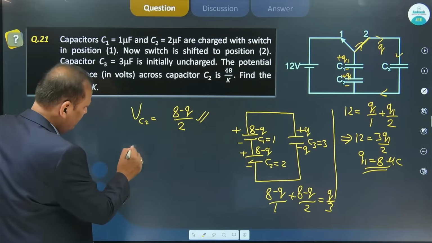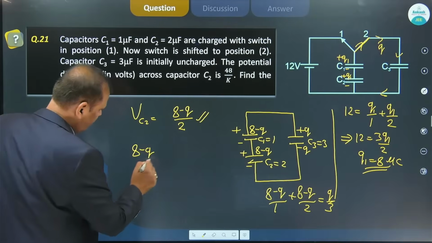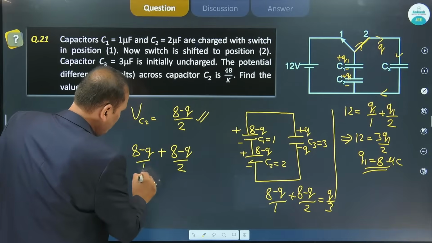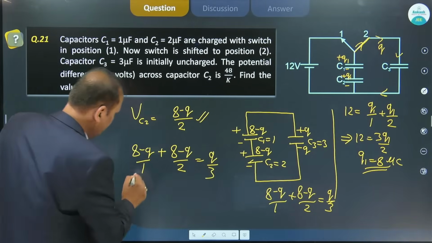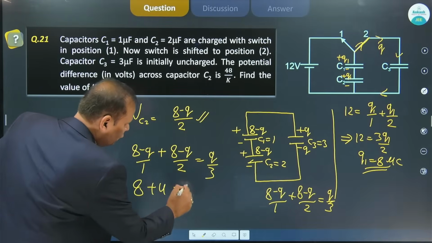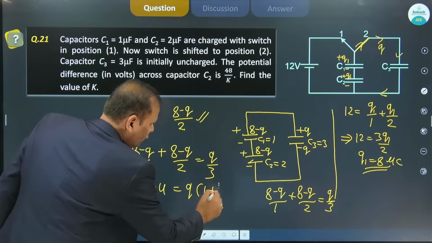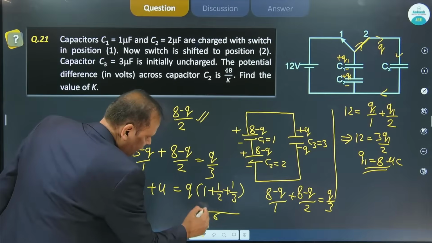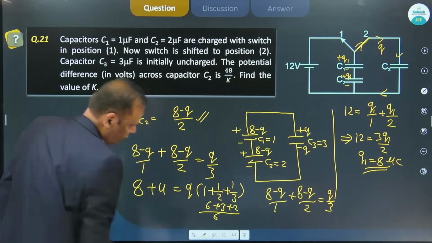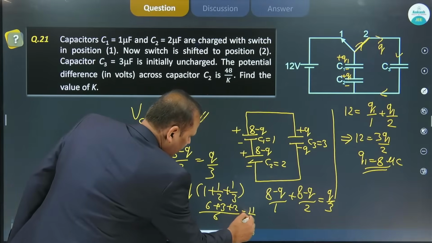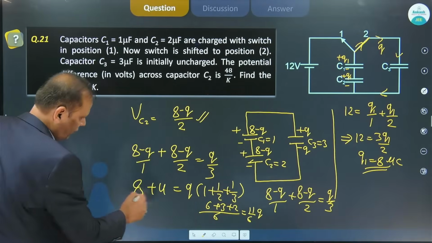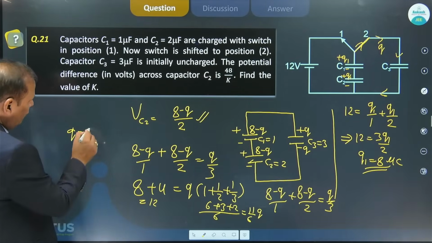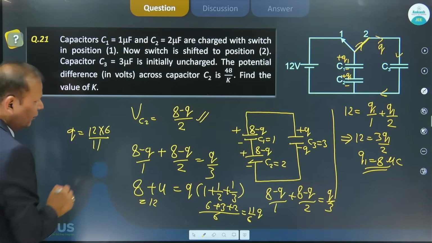Look. 8 minus Q plus 8 minus Q by 2 is equal to Q by 3. 8 plus 4 is equal to Q times 1 plus 1 by 2 plus 1 by 3. This can be found as 6 plus 3 plus 2 over 6. This is 11 by 6 Q. This is 12. So Q is equal to 12 into 6 by 11.